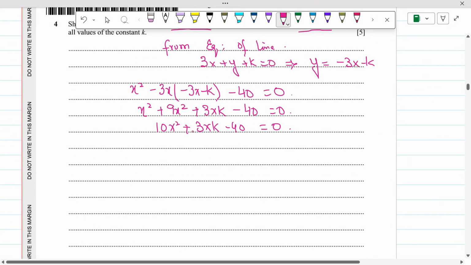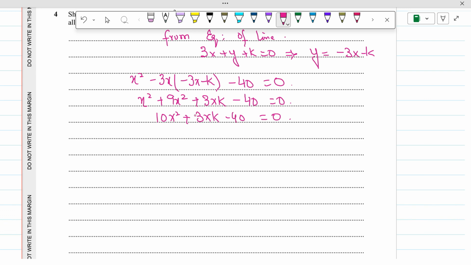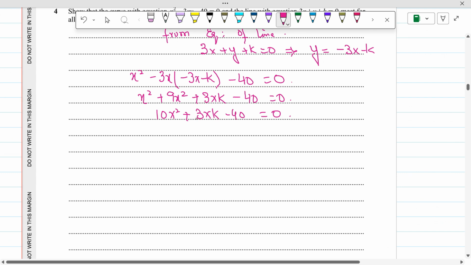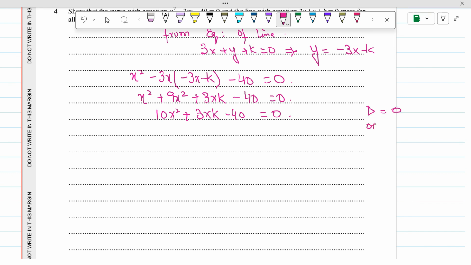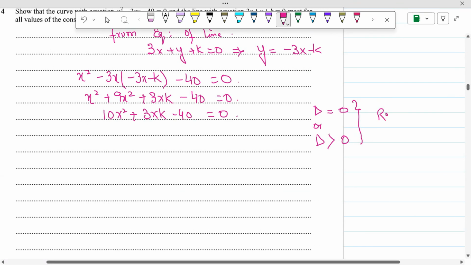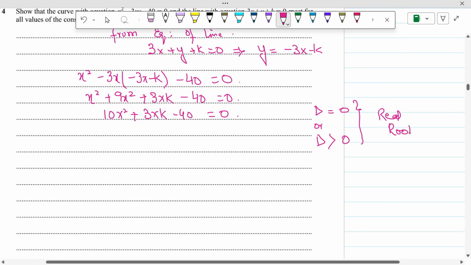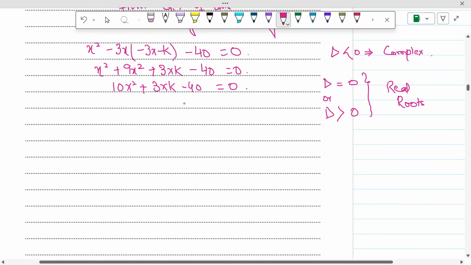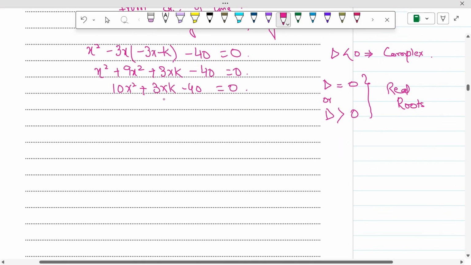This is a quadratic equation. When we solve it, we will have the x coordinates of the intersecting points. So for k such that this quadratic equation has real intersecting points, the condition is that the discriminant should be 0 or greater than 0. In both cases, we will have real roots. If the discriminant is less than 0, this equation will have complex roots. So we want the x coordinates to be real, so the discriminant should be greater than or equal to 0.